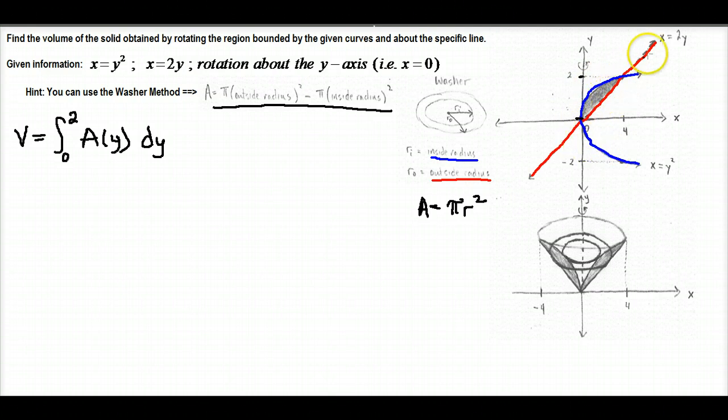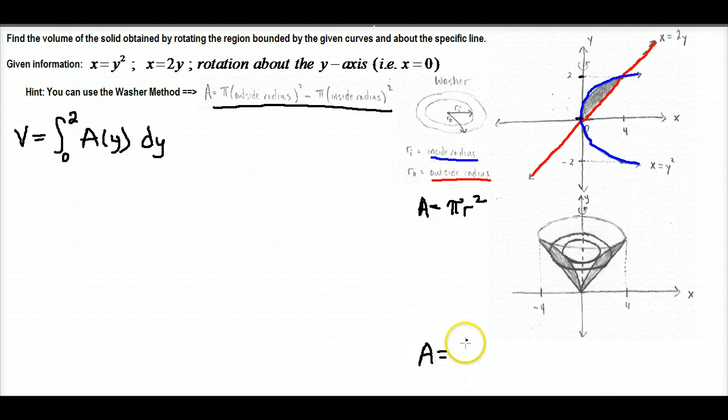So in this case, 2y would be considered the greater function and y squared would be considered the lesser function. And so because of that, our area here will end up looking as follows. So I'm going to come here and do it.